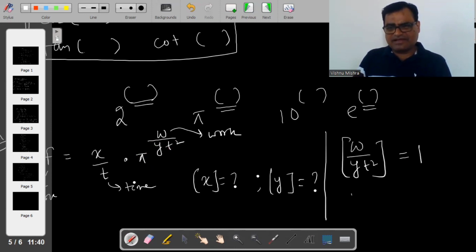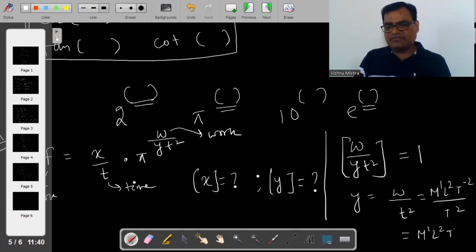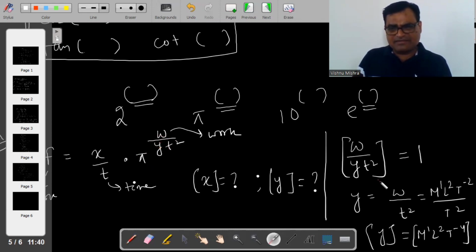Now what is your y? Y is equal to w by t square. So what is w? W is m1 l2 t minus 2, by t square. So y dimension आ गया m1 l2 t minus 4. This is the dimension of y. Clear? समझ में आ रहा है? Constant power is always dimensionless.